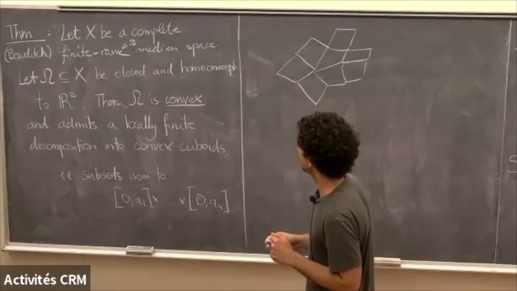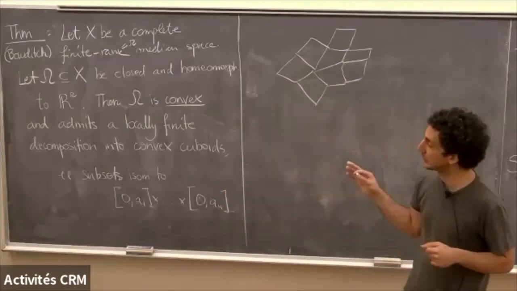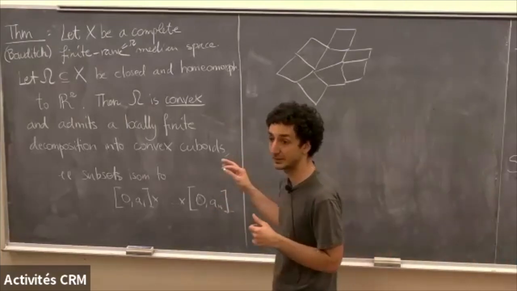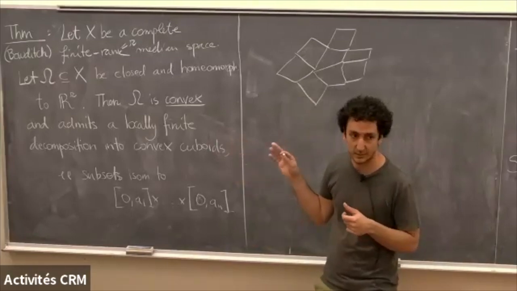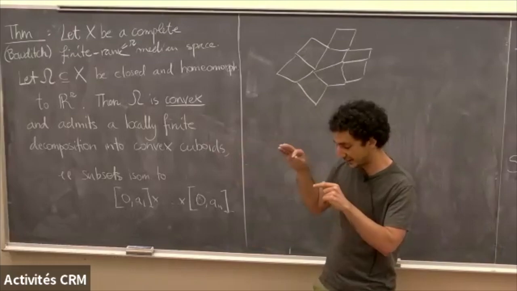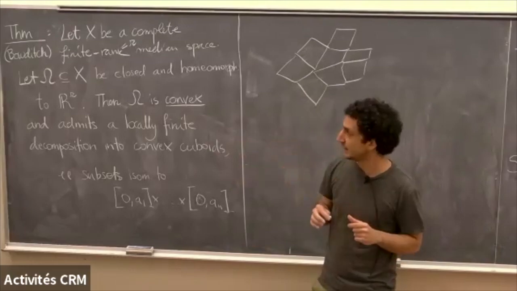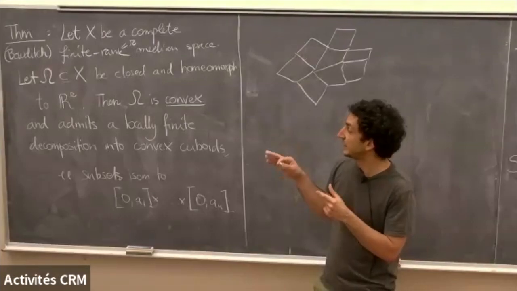Maybe a word on the proof. The proof of this, if you've seen some asymptotic cone stuff, is kind of a standard argument. It's like the argument that Kleiner and Leeb used a long time ago to study asymptotic cones of symmetric spaces and describe flats there. It's also been used in asymptotic cones of mapping class groups.